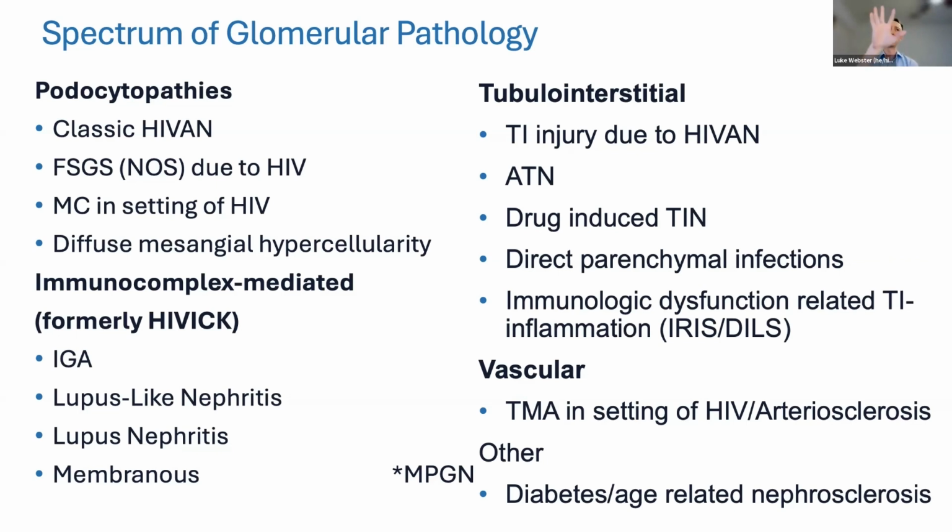Right? Probably the biggest ones are podocytopathies, HIVAN. If you were practicing back in the early 90s, you probably saw this fairly routinely. We're now seeing a lot of FSGS, and FSGS is focal segmental glomerular sclerosis. That's just where the glomeruli tend to scar down for one reason or the other. We're also seeing things like immune complex mediated kidney disease. This used to be called HIVIC, if you've heard that terminology in some of your training.